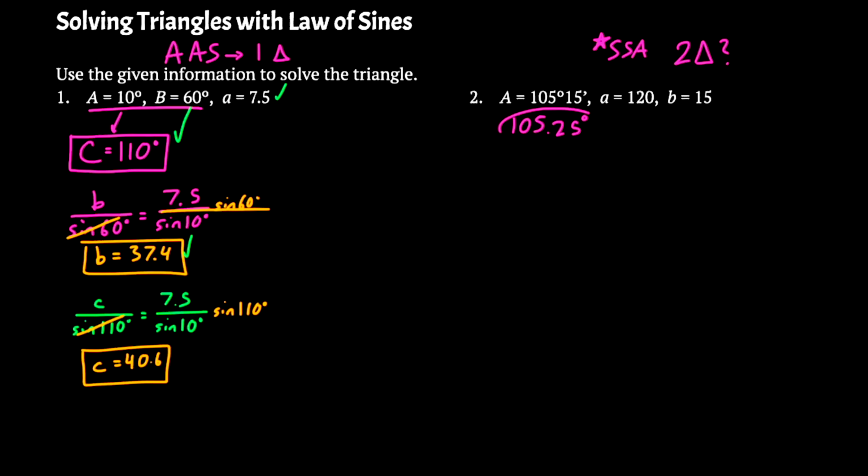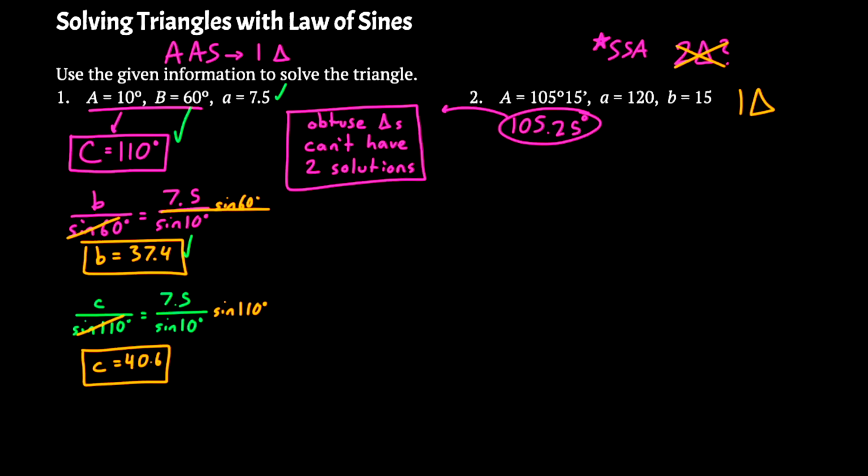So we have 105.25 degrees. One of the angles is already obtuse, and since they give us an obtuse angle, there's only one possible triangle. Okay, so let's jump into this problem.